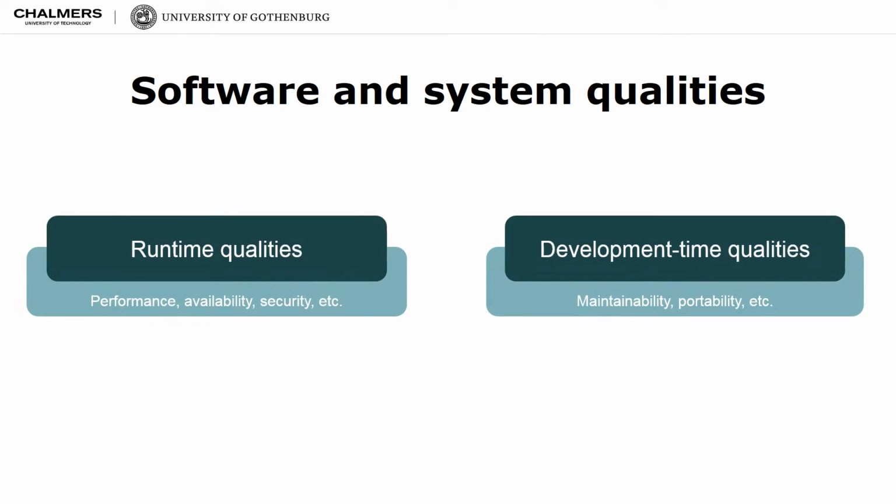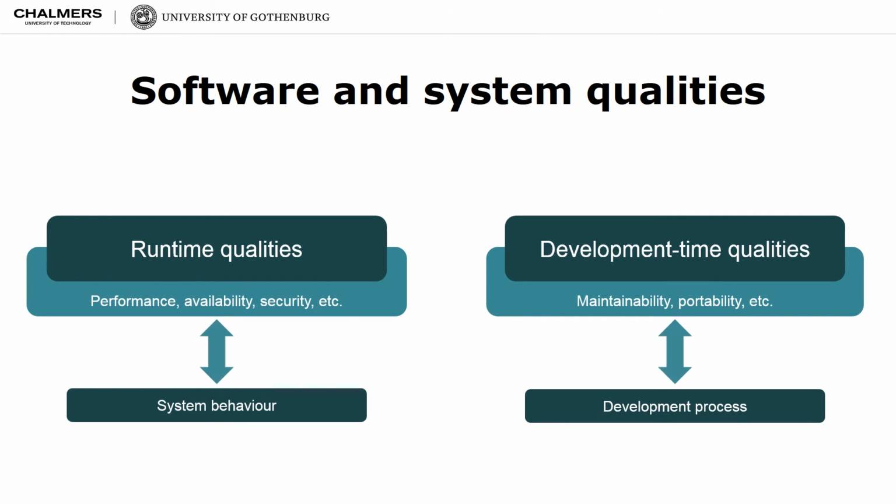In a coarse-grained way, software and system qualities can be organized into groups: runtime qualities and development time qualities. Runtime qualities, like performance, availability, security, and so on, are related to the system behavior, while development time qualities, like maintainability, for instance, are related to the development process. The previous definition of quality requirements is mostly related to the runtime qualities.